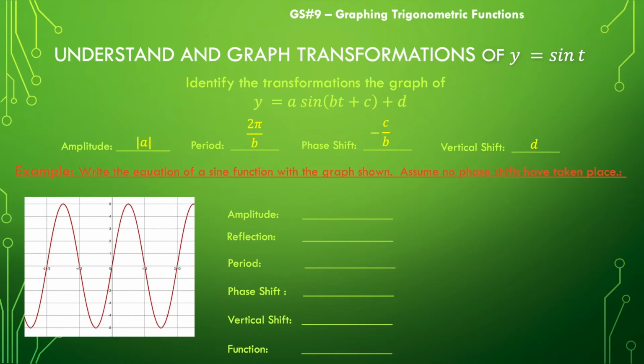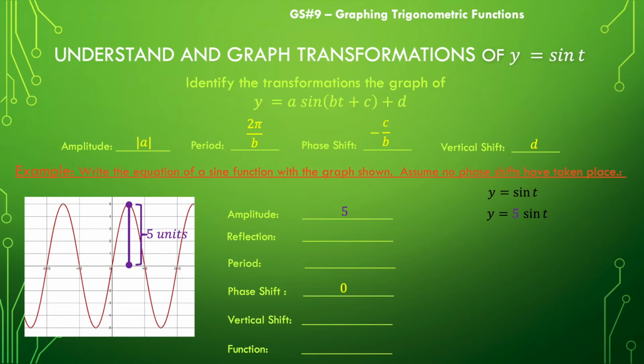All right, so the amplitude. Oh, I forgot to say, we are assuming that no phase shift has taken place with these functions, okay? So we're going to go ahead and just put that phase shift in as 0. So let's start by identifying the amplitude. The amplitude is going to be the distance to the peak from the midline, so it's going to be 5. And so from our parent function of y equals sine of t, we're going to add that 5 in.